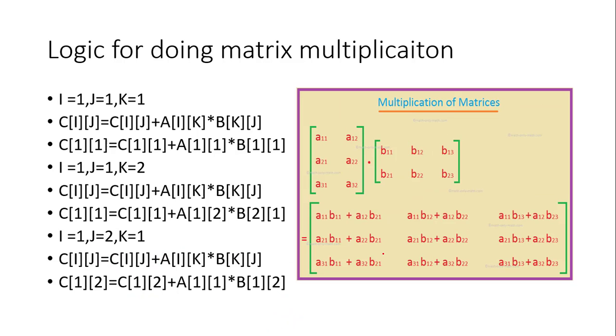Consider the index value of i is 1, j is 1 and k is 1. So what's the rule here, you see. This one is the rule for doing the matrix multiplication process. You just substitute the index values for i, j, k. So here you see, first A of 1, 1 is multiplied with B of 1, 1. Okay, so this part is completed here.